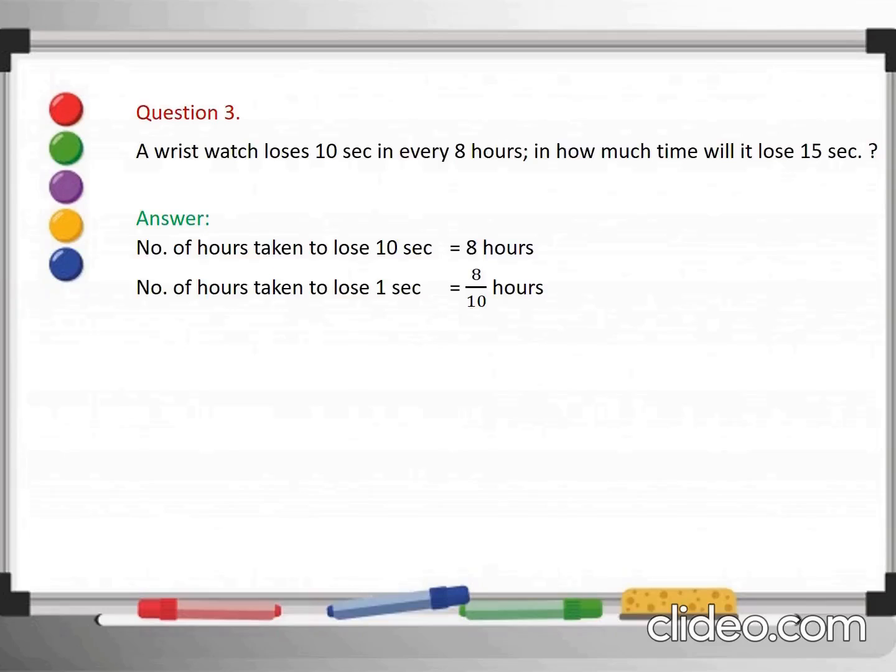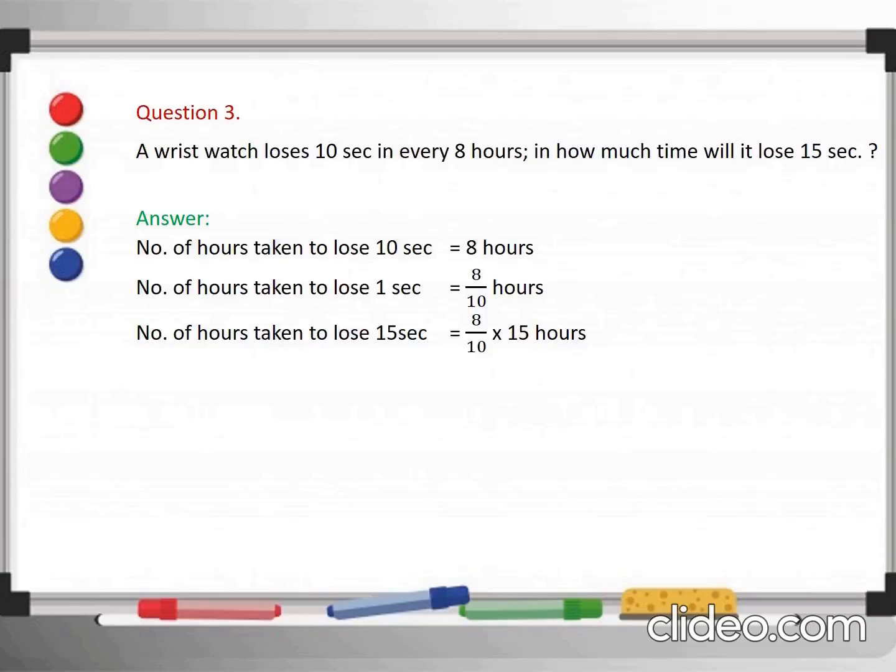Now we have to find out for 15 seconds. Therefore, number of hours taken to lose 15 seconds equals 8 upon 10 into 15 hours. Here we can either divide it by 2 table or 5 table. So I am going to divide by 2 table first.